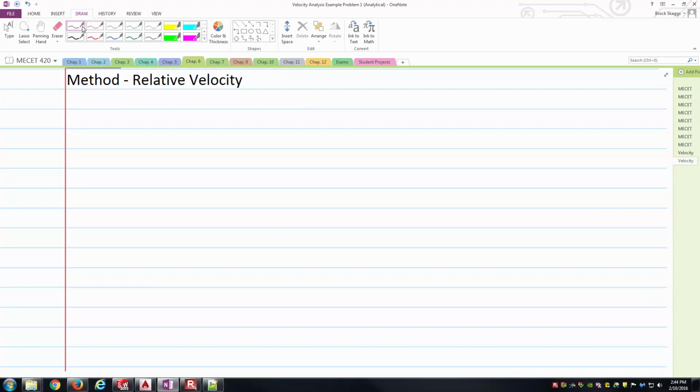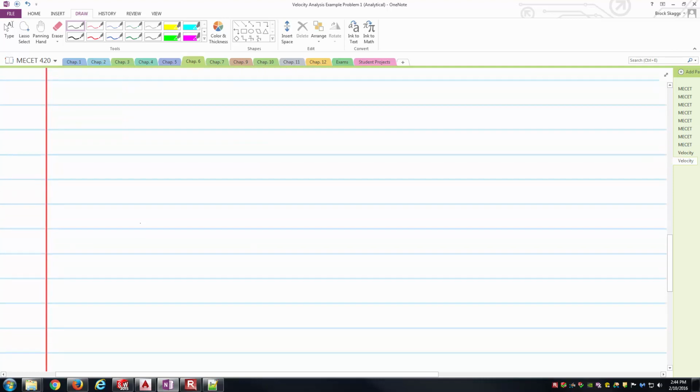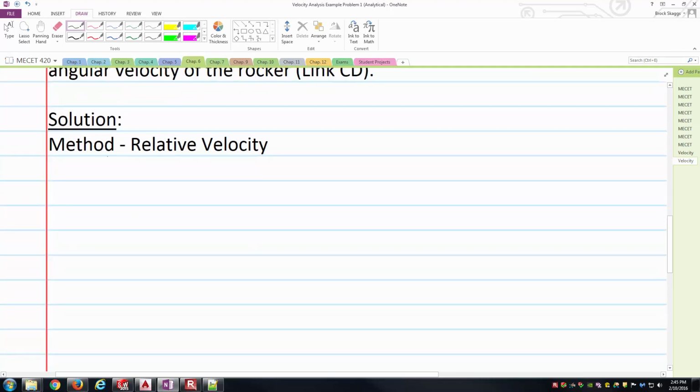I'll get my pen out to zoom in here and go to work. So there is the crank. Our coupler kind of walks down here. I guess imagine that's a straight line. And then here is the rocker over here, and the fixed pin connection.